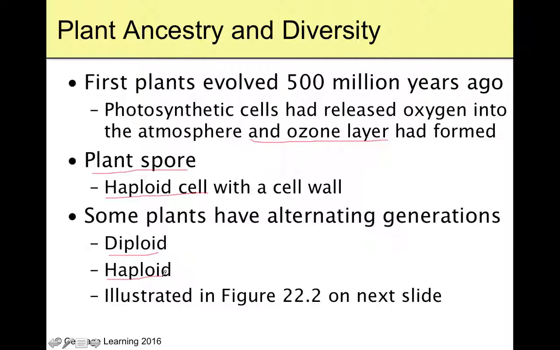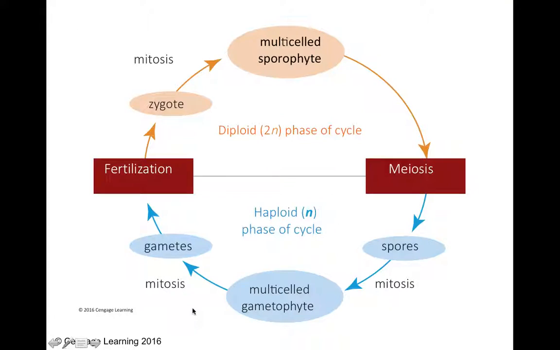And I'm not even sure why they say some plants have alternating generations, because I'm pretty sure every plant needs to have some haploid cells, or it won't be able to undergo sexual reproduction. At least there'd be no gametes. So let me show you what this looks like.